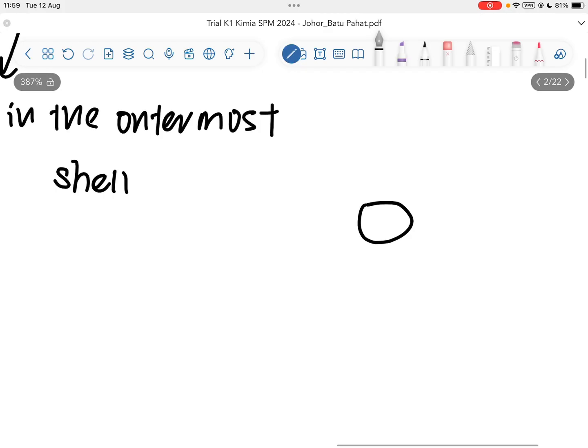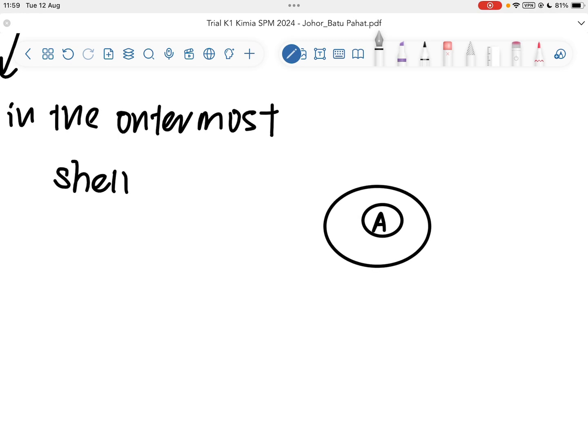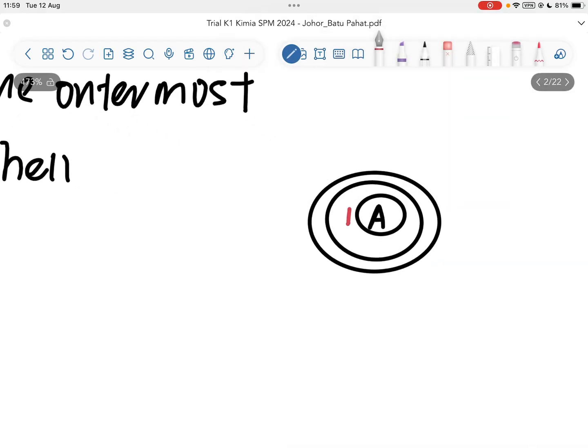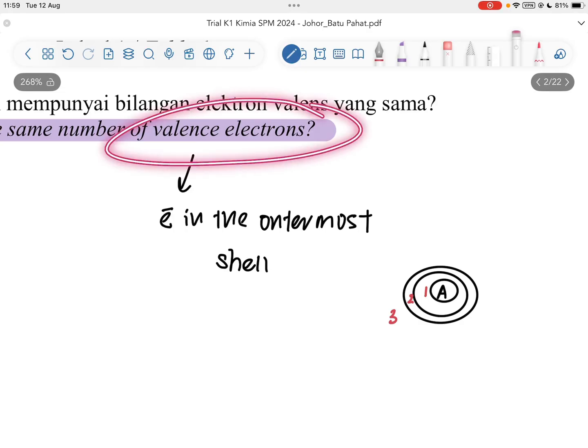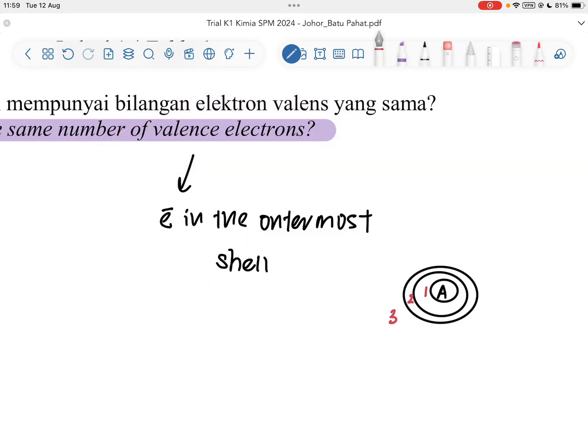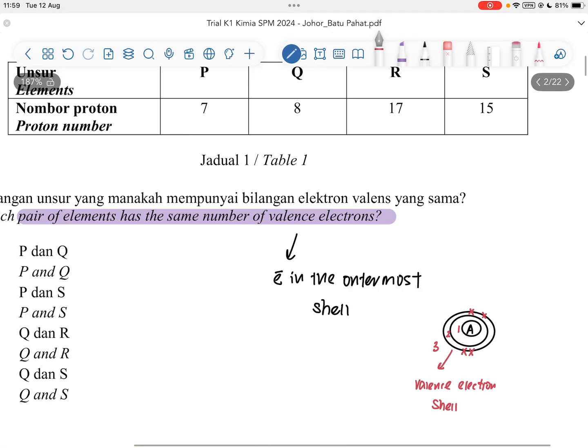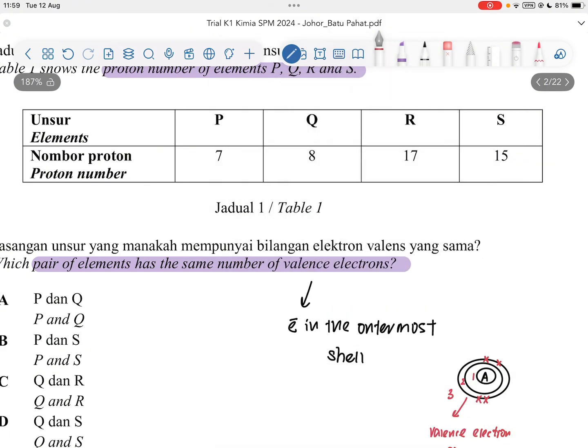For example, let us look at this one. This is A, and then we just simply draw. Let me ask a question: 1, 2, 3, which number do you think is the valence electron shell? From what we said, valence electrons are the electrons in the outermost shell. So definitely this one, 3, is the valence electron shell. The valence electrons will definitely be the electrons in this shell. Okay, so this is a quick tip.